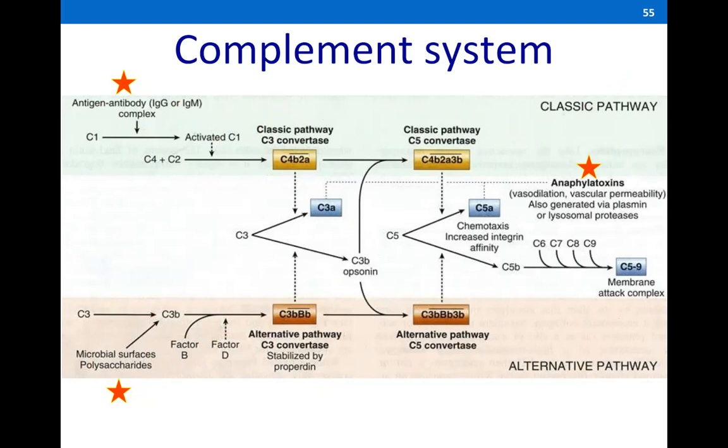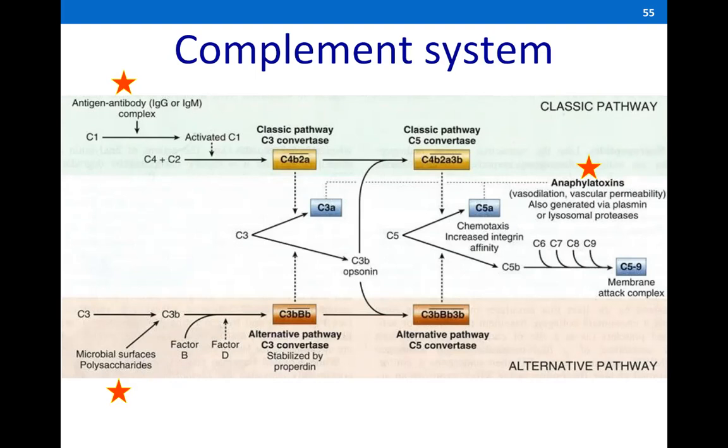So this C3b opsonin, as well as this convertase producing the C5 convertase, would help you convert this C5 to become the following. Number one is C5a. Just like C3a, they will become our anaphylatoxins. When we say anaphylatoxins, they are involved in vasodilation and vascular permeability, and they are also generated via plasmin or lysosomal proteases. C3a and C5a, they're anaphylatoxins.